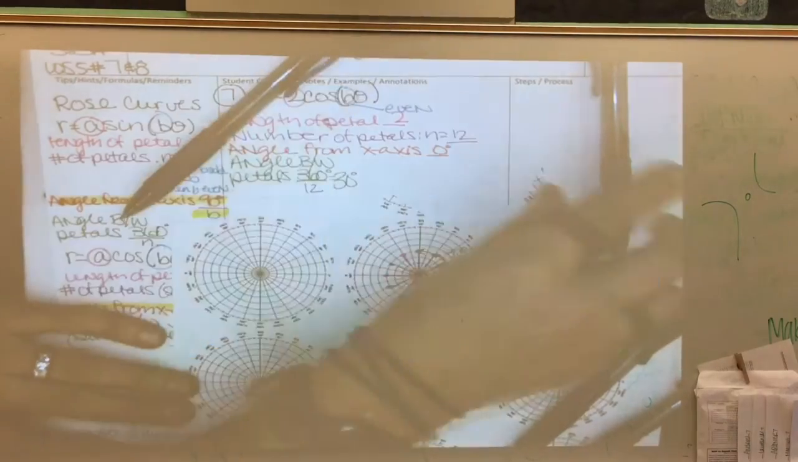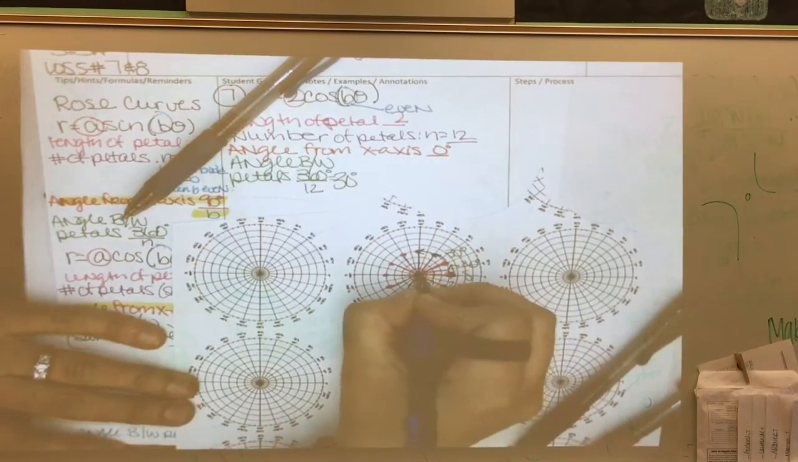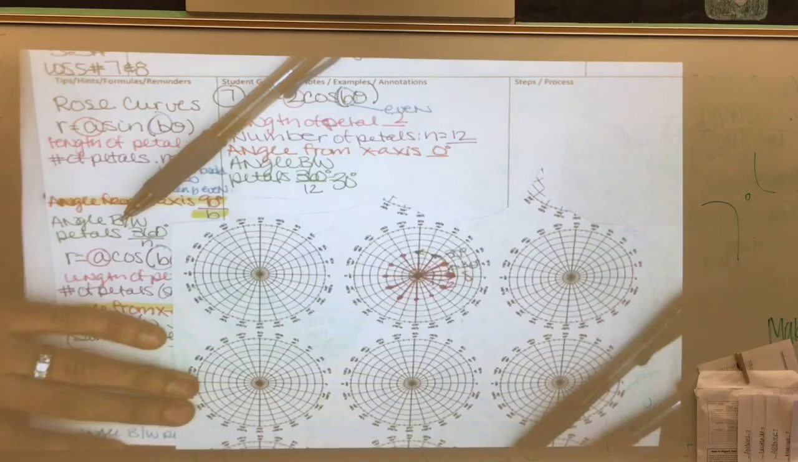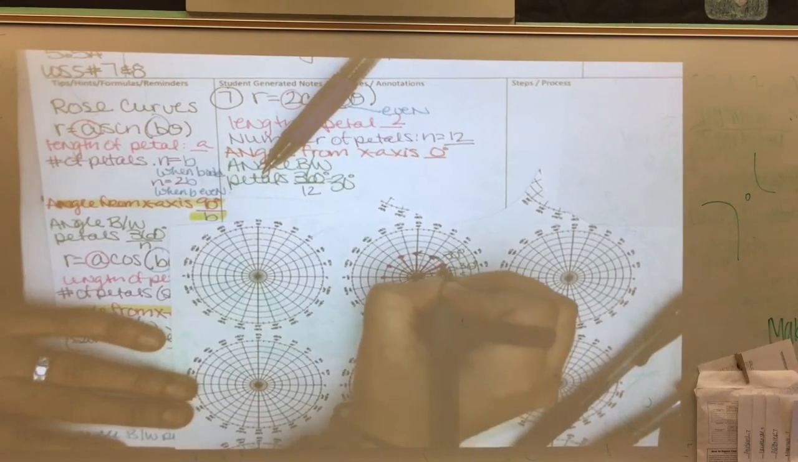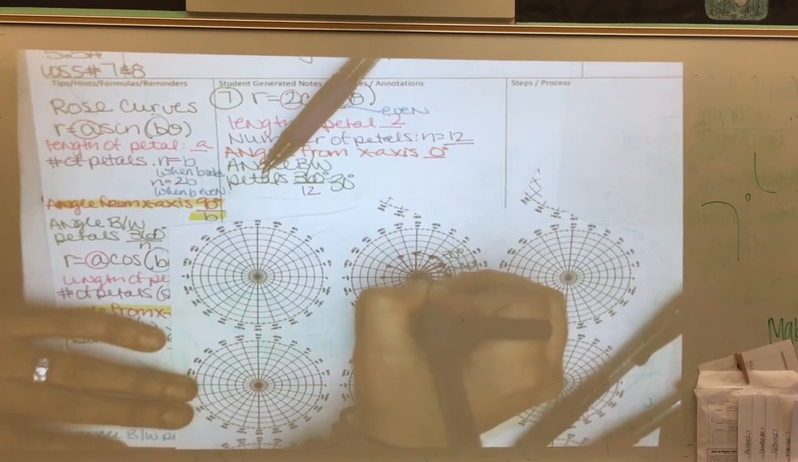And then I want to draw my petals on here. And I like to use a color that contrasts a little bit just so I can see it. So like the green. Yeah, the green one probably would have been good.